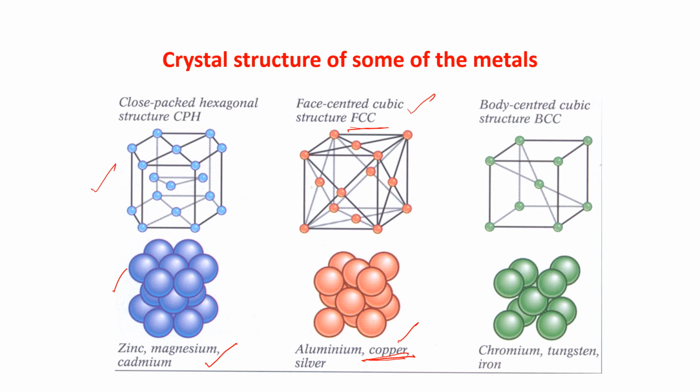Chromium, tungsten, iron have BCC structure, with atoms in all the corners and one inside the body. FCC means atoms in all the corners and one in each face, and this is your hexagonal, that is upper 6, lower 6 and in between 3.